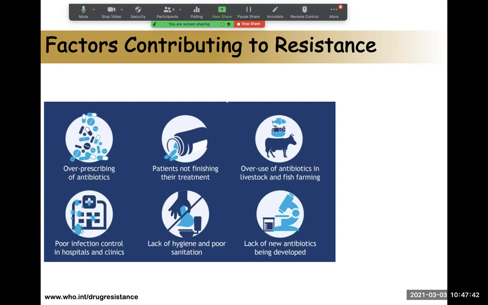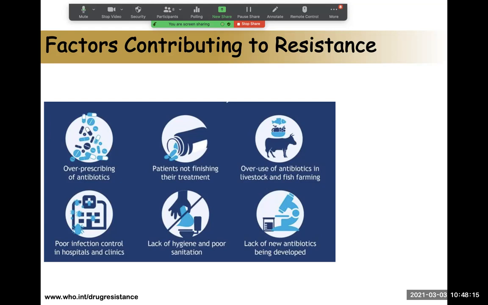So there's a lot of fish, for example, and they use a lot of antibiotics in their feed. So what happens when they poop? All the poop has antibiotic resistant bacteria, and then some of the poop gets used as manure. Now your vegetables have manure with antibiotic resistant bacteria, and then you get exposed to this antibiotic resistant bacteria. And then there's also poor infection control in hospitals and clinics.